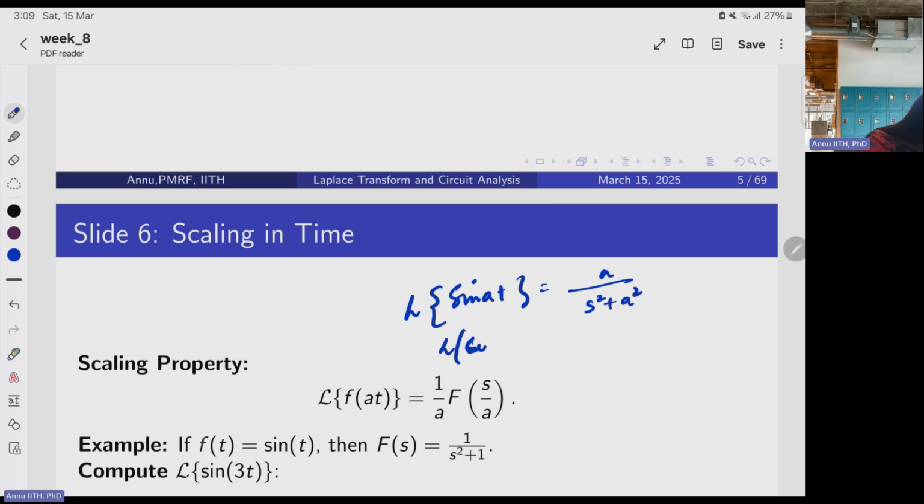Laplace transform of cos of at is nothing but s divided by s squared plus a squared. So find sine of 3t. Find sine of 3t. Anyone? Please write in the chat box.